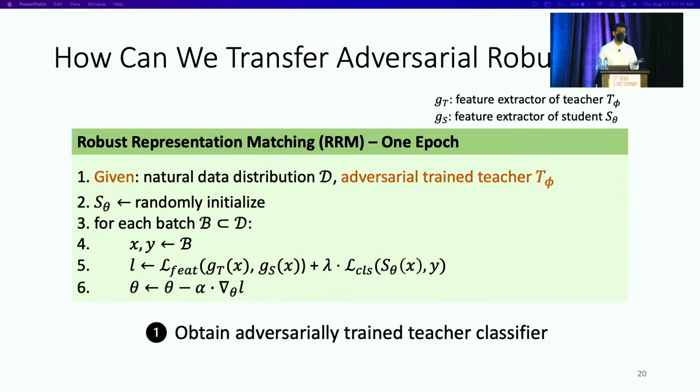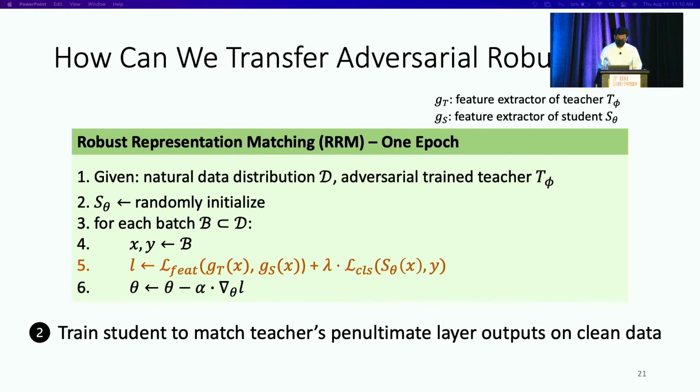So for example, this can be an old generation network that was trained using adversarial training. And now to transfer this teacher's robustness to the newer generation network, which we call the student, we will train the student to match the penultimate layer outputs of the teacher on unperturbed inputs. In addition to this, we'll also minimize the classification loss on the unperturbed input. I mean, train the student to minimize the classification loss.